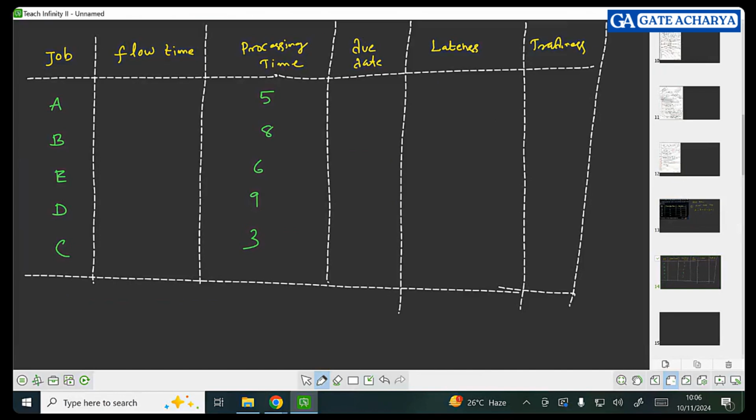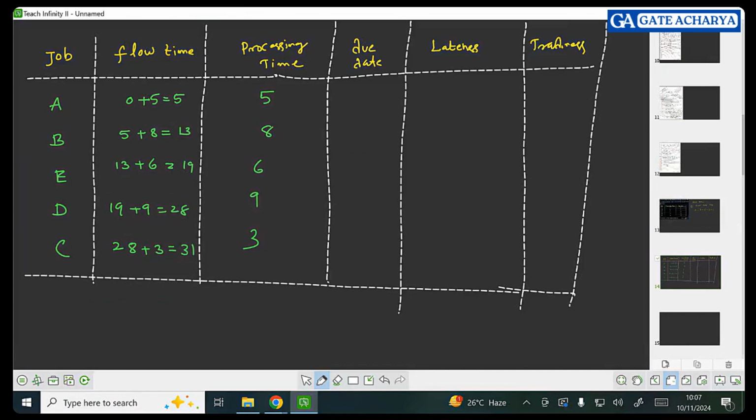Now here, flow time. The cumulative of processing times comes under flow time. Very simple. Now it is 0 plus 5 equal to 5. So next 5 plus 8 is equal to 13. Next 13 plus 6, 19. Right. 19 plus 9, 28. 28 plus 3, 31. Right. This is what flow time is.